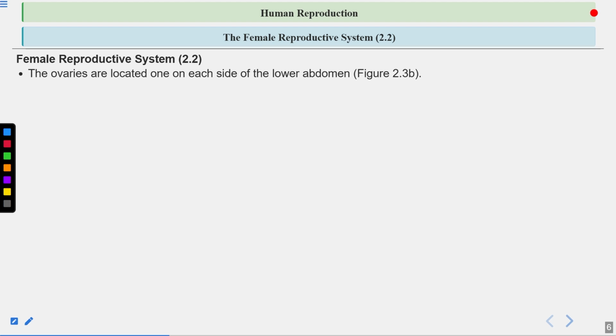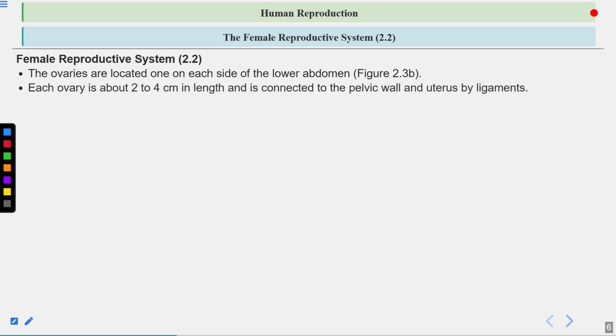Now the ovaries, where are ovaries located? There are two ovaries. Ovaries are located one on each side of the lower abdomen. So we'll talk about the morphology and anatomy of the ovaries now, and briefly we will discuss the external features and the internal.